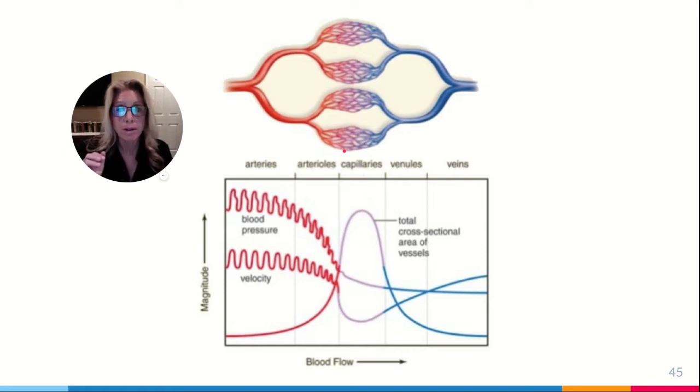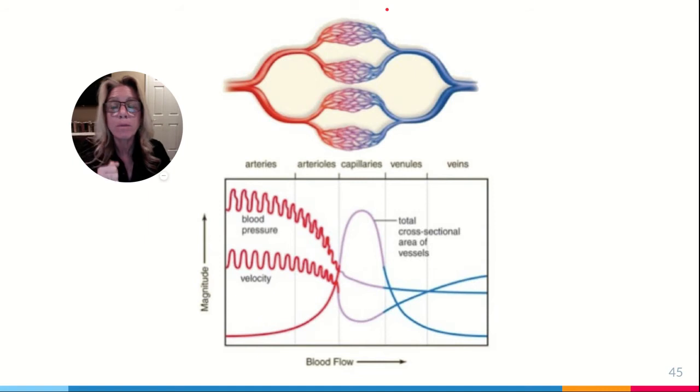Right here at the capillaries, I want you to think about a raging river. There's one raging river, and then it splits into two, and then each of those splits, and each of those splits. What's going to happen is that the water is going to come across more surface area, and that's going to provide resistance, and it's going to slow it down.